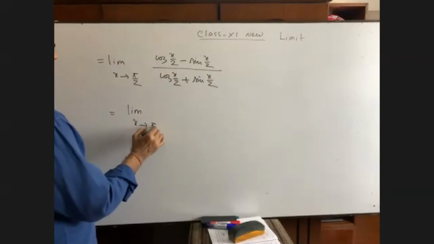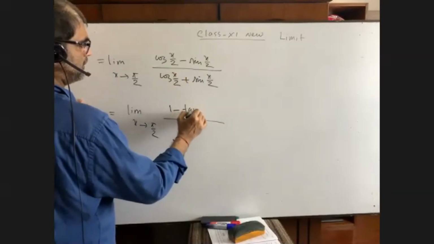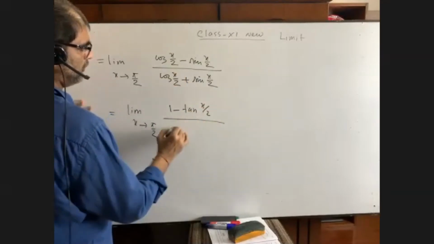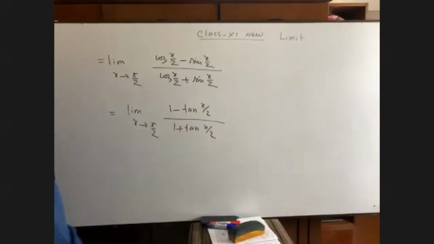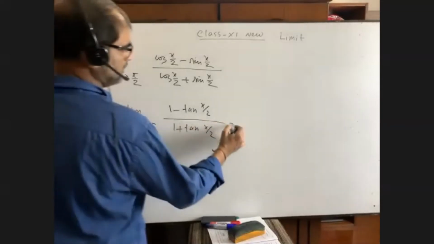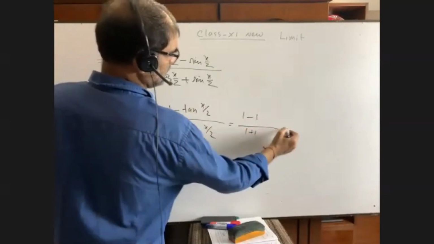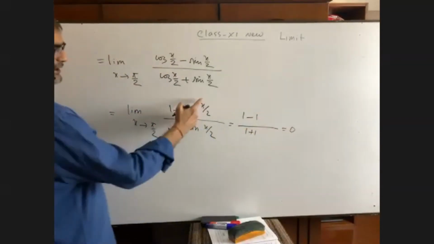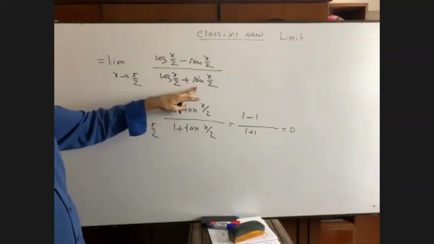X tends to pi by 2. It is 1 minus tan x by 2 over 1 plus tan x by 2. So pi by 2 means what? 1 minus 1, 1 plus 1, equals to 0. Pi by 2, that is tan pi by 4. Tan pi by 4 equals to what? 1. Or you could put the value here. It will be 1 by root 2 minus 1 by root 2 over 1 by root 2 plus 1 by root 2, right?